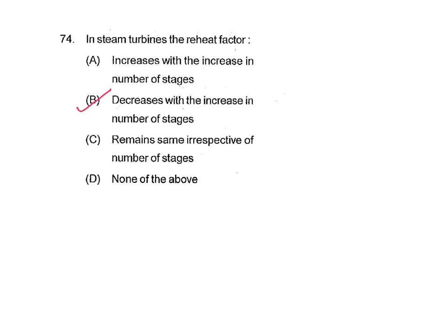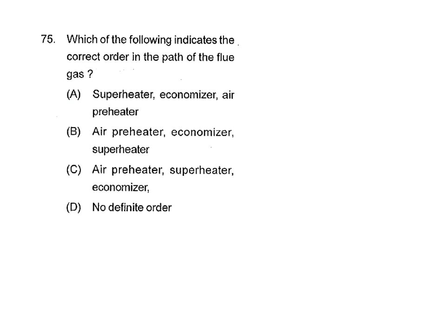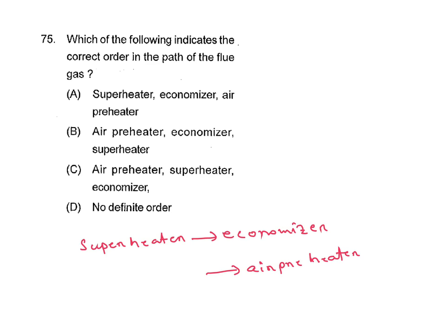Which of the following indicates the correct order in the path of flue gases? Path of flue gases in a boiler. So, first superheater, then economizer, then air preheater, then chimney. This is the path to the atmospheric air. Chimney, then atmosphere. So, from superheater to economizer, then air preheater to chimney. Through the chimney, it will go to the atmosphere.